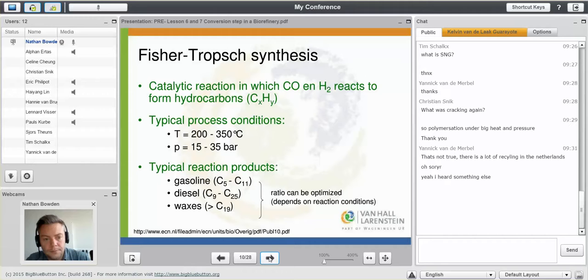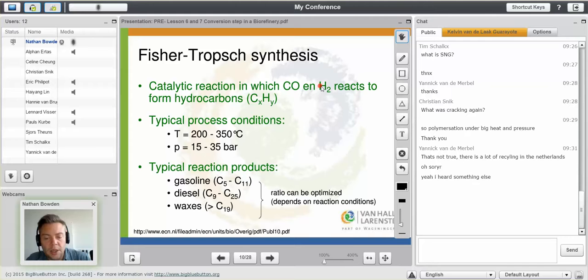Fischer-Tropsch synthesis is a catalytic reaction in which carbon monoxide and hydrogen gas react to form hydrocarbons. Typical process conditions are between 200 and 350 degrees Celsius, so it's much lower, and the pressure is only around 15 to 35 bars. Compared to the previous steps, it's actually quite low. Typical reaction products include gasoline, C5 to C11, diesel, C9 to C25, and waxes, above C19. This ratio is optimized depending on the reaction conditions.